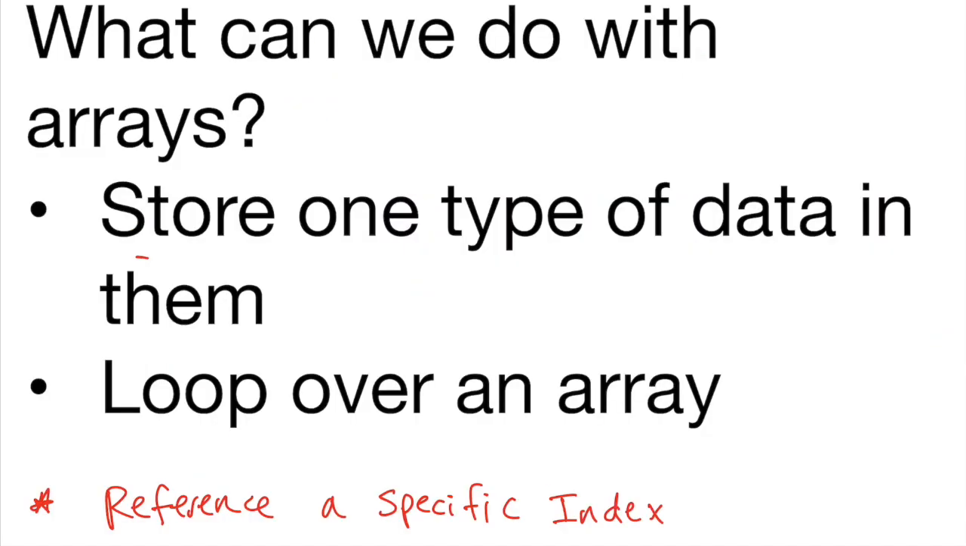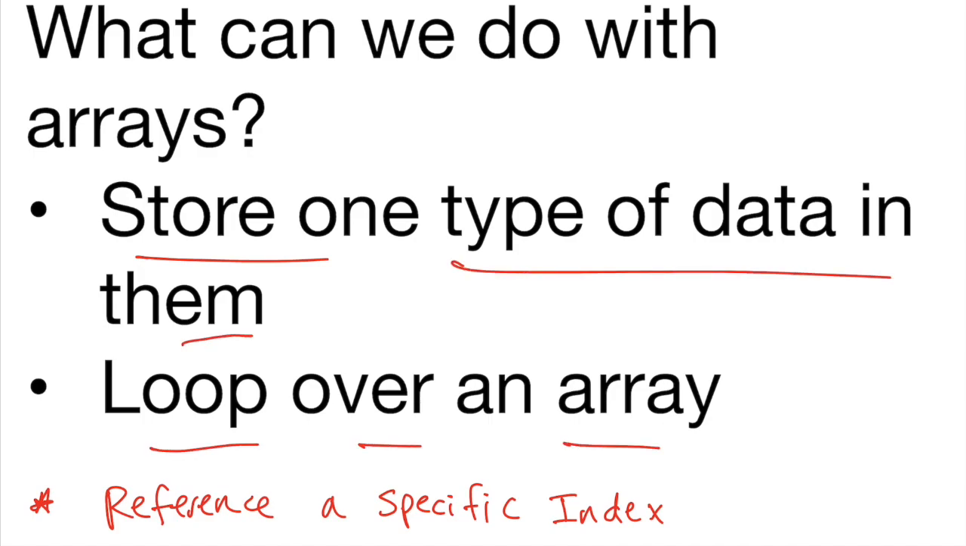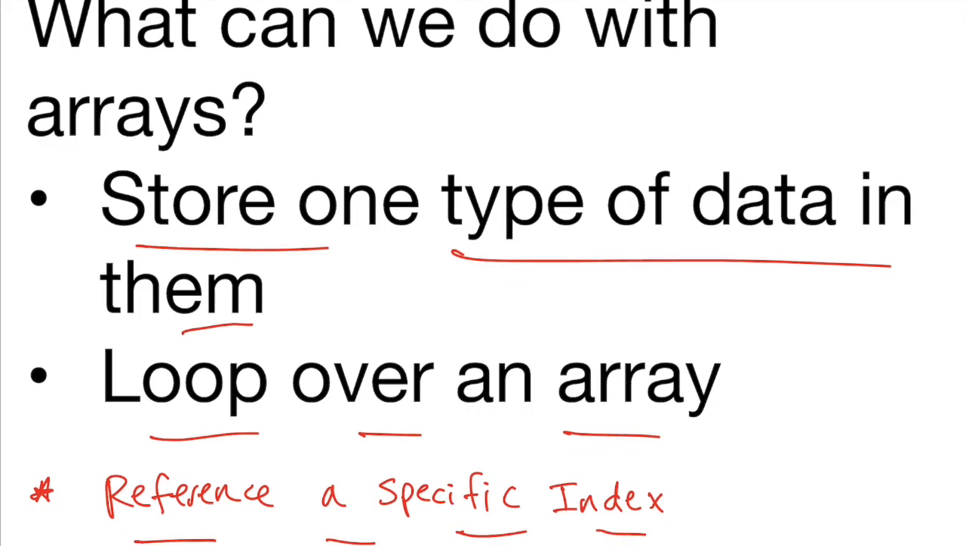We talked about how we can store one type of data in them. We can loop over the array, so we can create a for loop or a while loop to look at each element that's inside the array. And the third is to reference a specific index. I forgot to actually write it in the slide here. If we want to grab the element that is in box number 4, which is actually the fifth box, we can grab it directly if we know the actual index, which sometimes you don't, so then you have to go through the entire array.